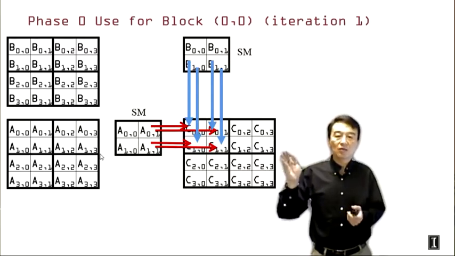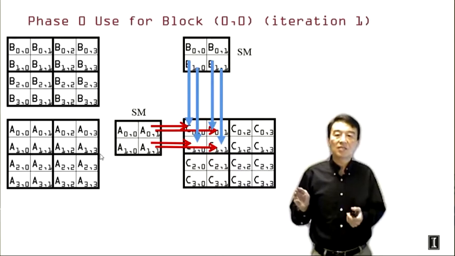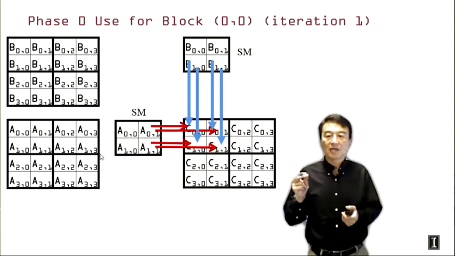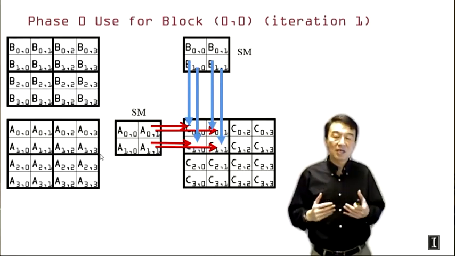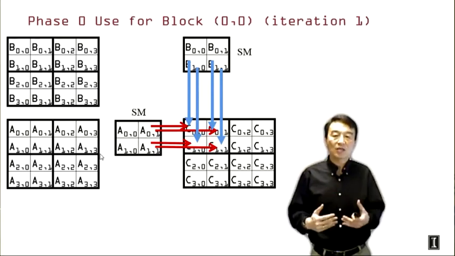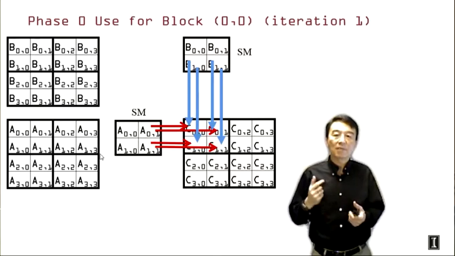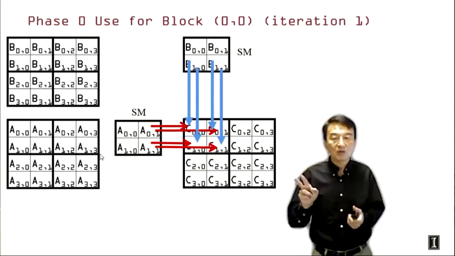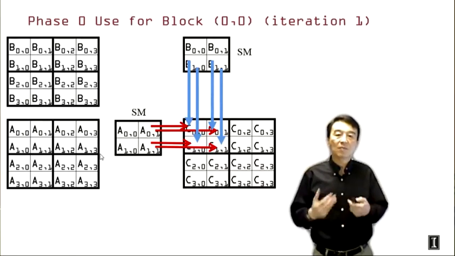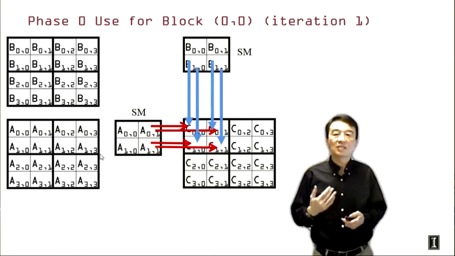So we can make the same argument for other threads. For example, thread 11 is going to be using A11 and B11 to generate 1 more step of C11. And as we can see again, during this iteration, all the threads are going to be using a pair of elements A and B in the shared memory, and every A element and every B element in the shared memory will be used by 2 threads. So this completes the execution of phase 0.